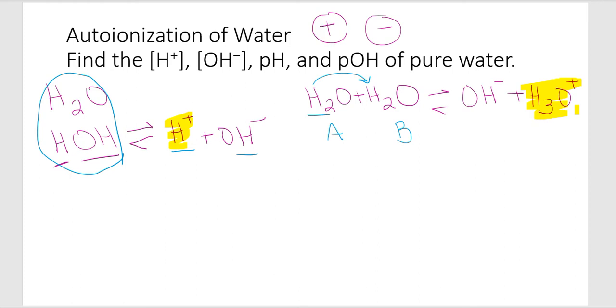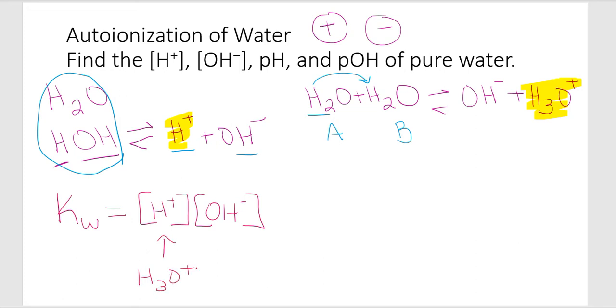Now, in order to find the hydrogen concentration, the hydroxide concentration, and the pH and the pOH of pure water, we're going to look at a couple of equations. The first equation that I want to bring up is the Kw equation. The K is just an equilibrium constant. The W stands for water. So this is water at some equilibrium. And it's just the concentration of hydrogen times the concentration of hydroxide. And you can easily replace, remember, that hydrogen with hydronium. So you're just multiplying those concentrations together.